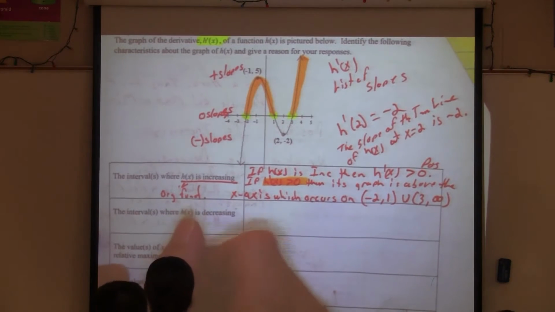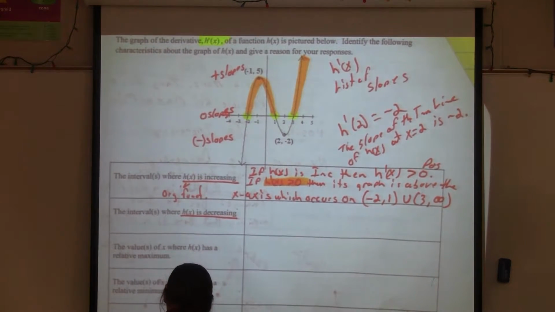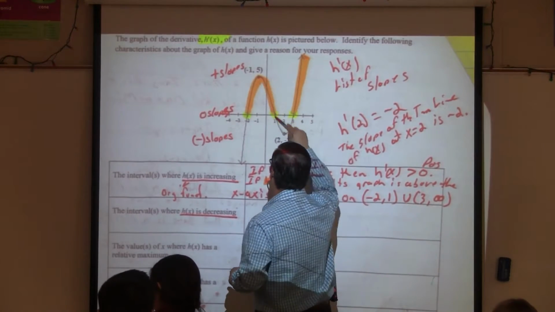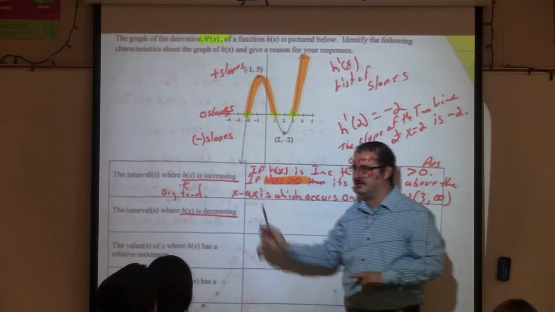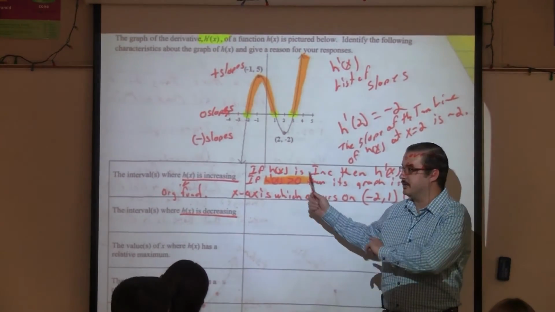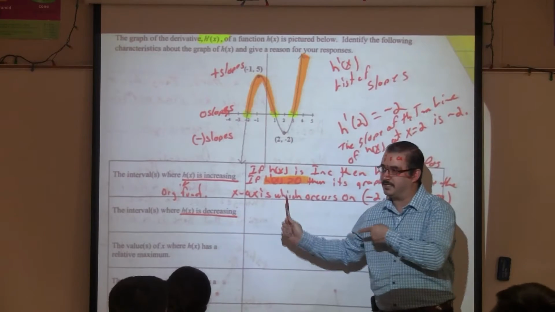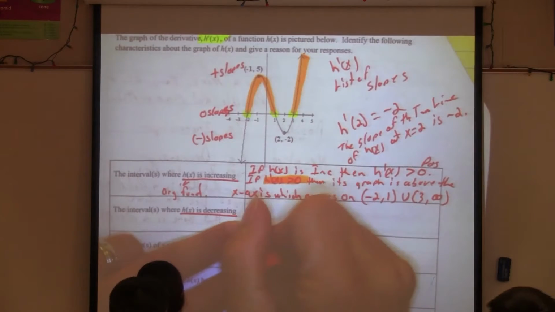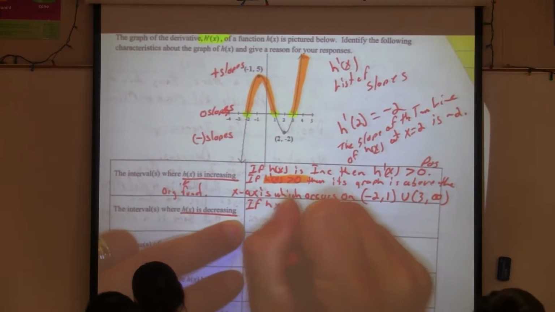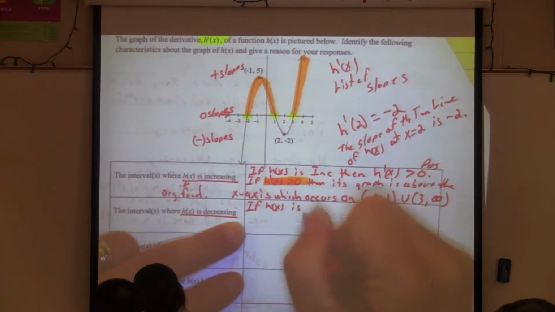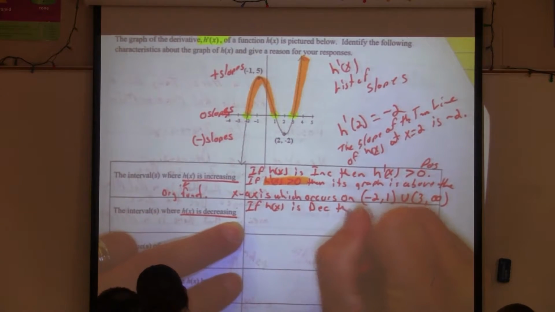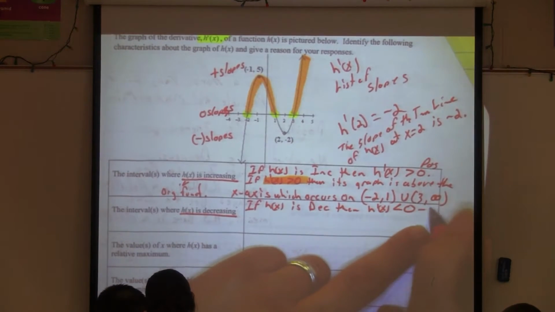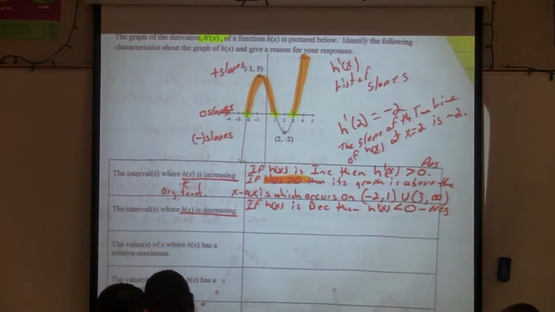Now let's look at the next one. What do they want? H is decreasing, right? So is that like right here, because it's going down? No, why is it not that? This isn't the original graph, right? This is a list of slopes. So how do I know where the function is decreasing? Why below? Very good. So if h of x is decreasing, then h prime of x has to be less than 0, meaning it's negative.